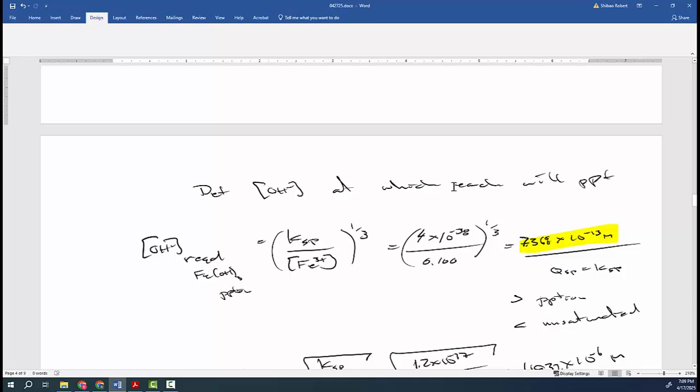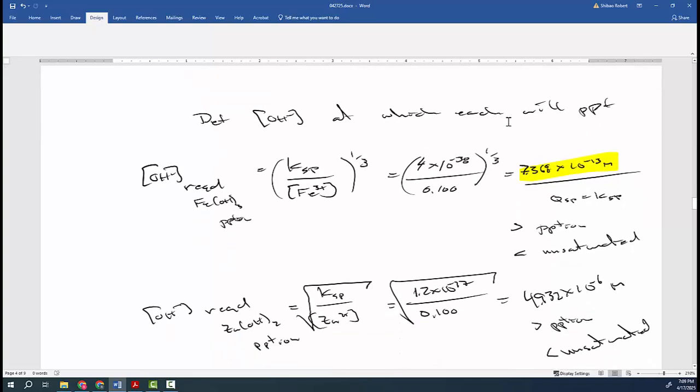And so the calculation that we do for fractional precipitation is we determine the hydroxide at which each ion will precipitate. First I calculate the hydroxide required for iron 3 hydroxide precipitation. That's just rearranging the KSP equation, solving for hydroxide. We get a hydroxide of 7.368 times 10 to the minus 13. And with this hydroxide, we'll have a QSP equal to KSP.